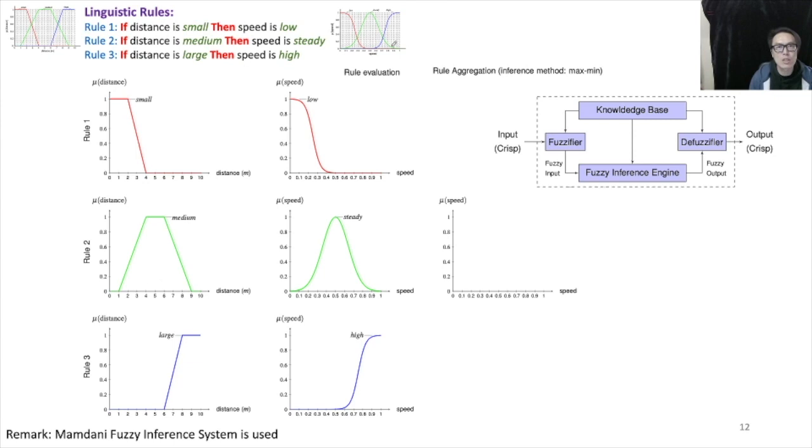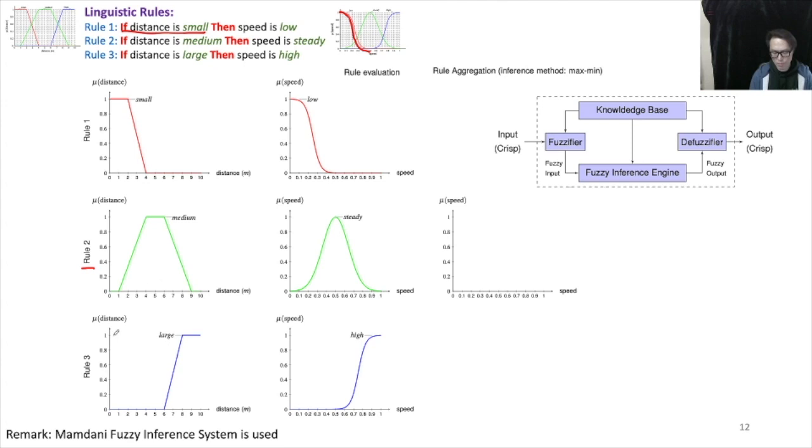Now I'm going to draw this diagram rule by rule. Rule one, distance is small, so I put the red trapezoid right here, to represent that if the distance is small, then the speed is low. This membership function represents that the speed is low. This is rule two: distance is medium, so I put the trapezoid right here, and then the green Gaussian shape right here, to represent that the speed is steady. And the same for rule three.